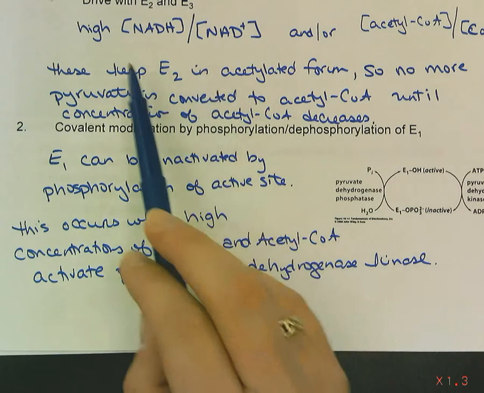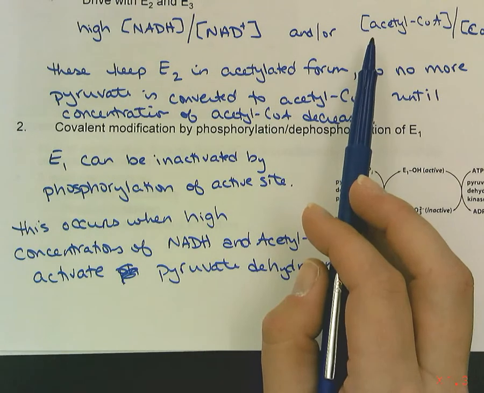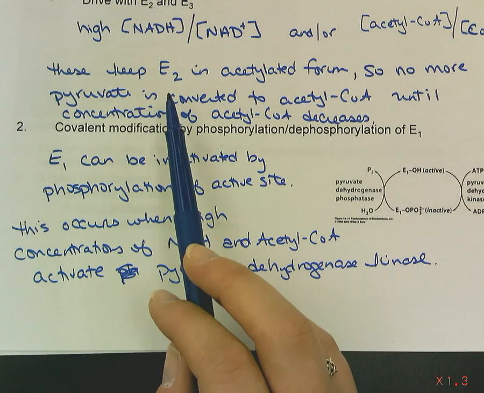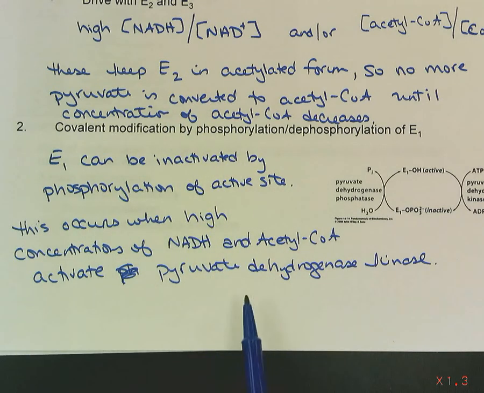So there are two ways that the enzyme complex is turned off. One, NADH and acetyl-CoA concentrations prevent E2 from taking on any more acetyl groups. And two, E1 of the pyruvate dehydrogenase complex is phosphorylated, so it can't take on any more pyruvates.